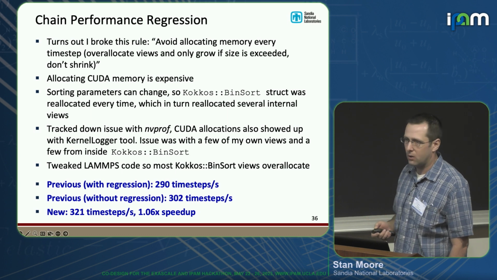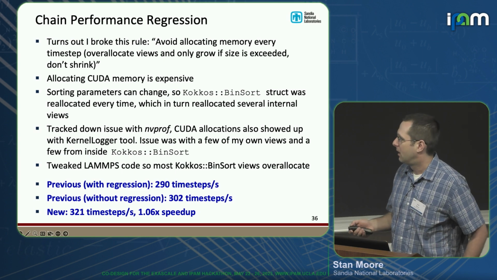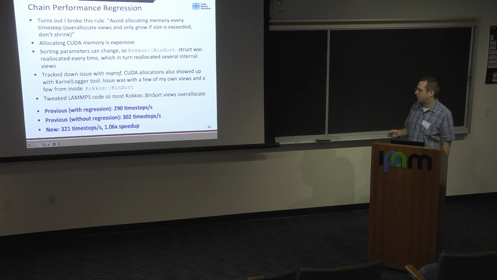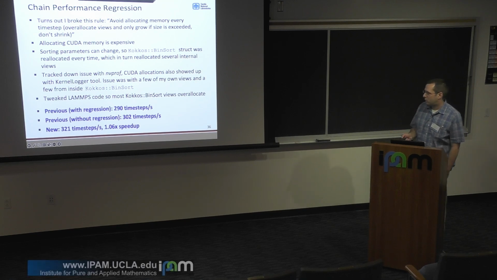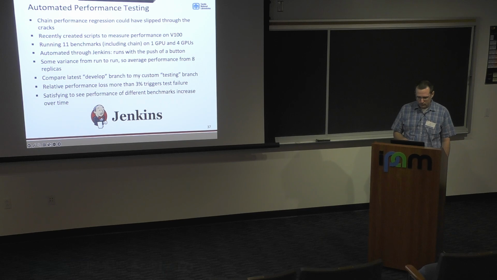It also shows up in kernel logger. If I was more careful, I could have seen this in kernel logger. There was an issue with a few of my own views as well as the views inside bin sort. I was able to tweak the LAMMPS code so that most of these views over-allocated, and then I got a 6% speed up porting this atom map to Kokkos.